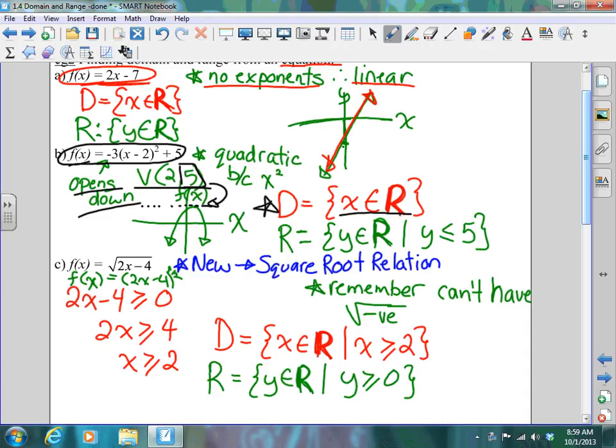There's no specific restriction there, whereas for the range, ladies and gentlemen, again, you have to look at your maximum. As you're on the parabola, the highest part you could get to is 5. So in this case, you write down y belongs to a set of real numbers such that y has to be less than or equal to 5.